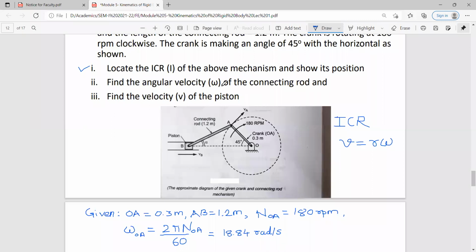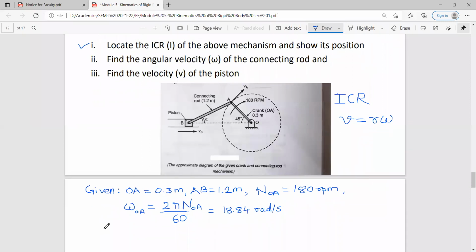Next is to find the angular velocity omega of the connecting rod. Connecting rod is AB. So it is asking us to find the angular velocity of link AB. AB is the connecting rod. We have to find this out. And find the velocity of the piston. So the piston is here. So you can say that whatever is the velocity of point B is the velocity of the piston. So I have to find out the velocity of point B.